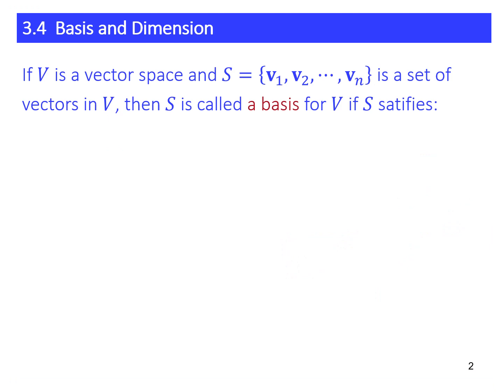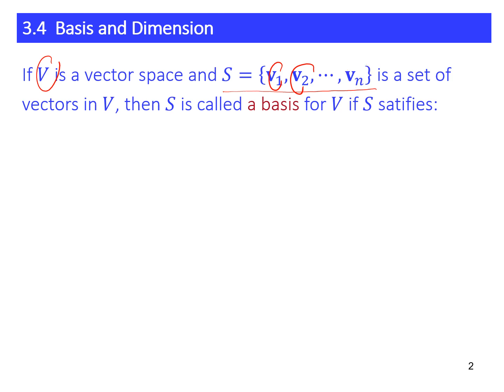Hi everyone, this video is prepared for our first subtopic in topic 3, the basis and dimension of a vector space. So let's go to the definitions of a basis for a vector space. To define basis, we firstly have a vector space V. So we denote V as a vector space, and then we have another set S. S is a collection of some vectors in V. Therefore, V1, V2, up to Vn are all vectors in the vector space V.